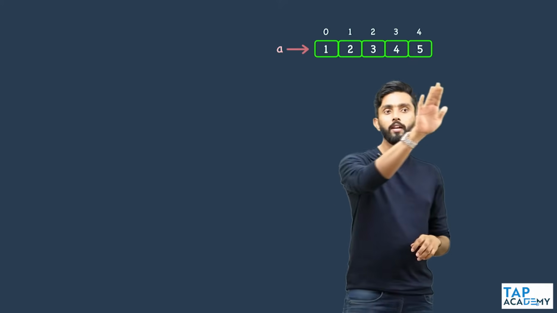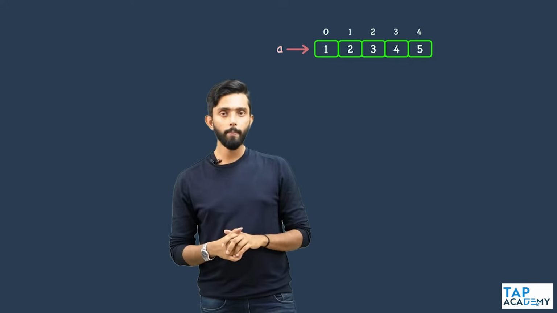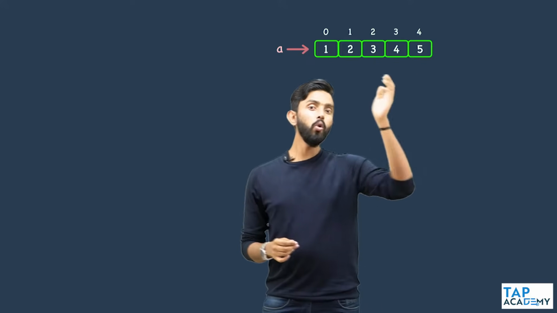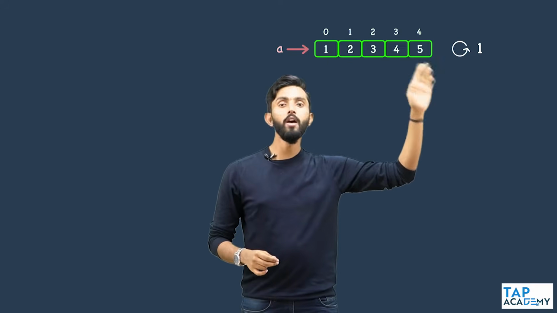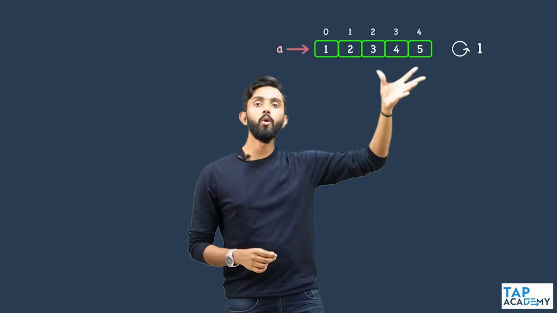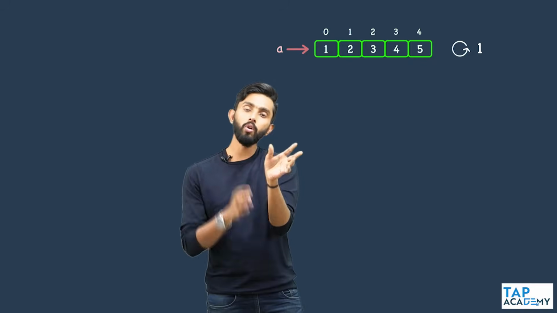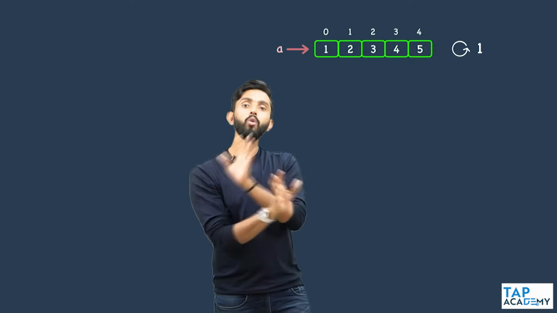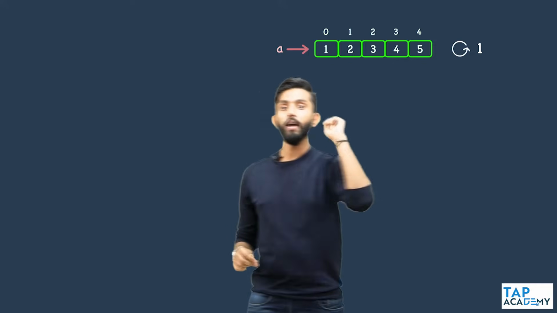First and foremost, what do you mean by rotation? Please understand. I am assuming this is the array that is given to me called A. In that I have 1, 2, 3, 4, 5 as my elements. Now what I want to do is left rotate this array by 1. I am showing you the direction: counterclockwise. You can rotate it clockwise, which is called right rotation, or counterclockwise, which is called left rotation. I am doing it counterclockwise, and I am going to rotate this array by one.